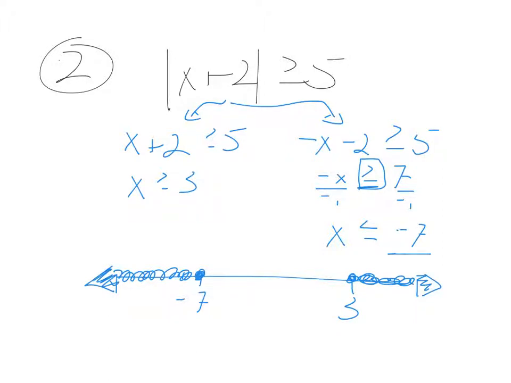This would be an OR inequality instead of an AND inequality is what we say. So x is less than negative 7, or x is greater than or equal to 3. In both cases, I have a filled-in circle to indicate the equal part of those inequalities.